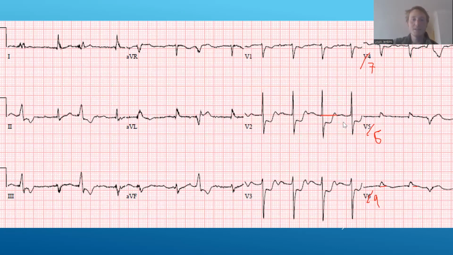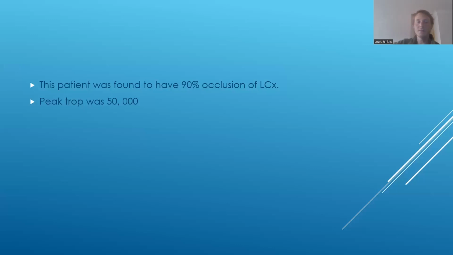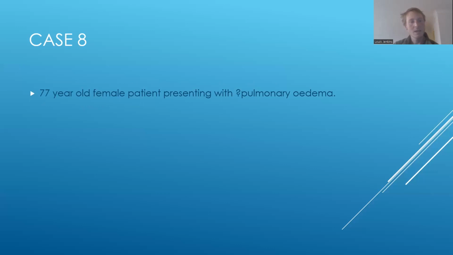Yeah, so they found 90% occlusion of the left circumflex and peak troponin was 50,000. So yes, well done. Case 8, a 77-year-old female presenting with pulmonary edema. So difficulty in breathing, worse when she's lying flat, crackly chest.